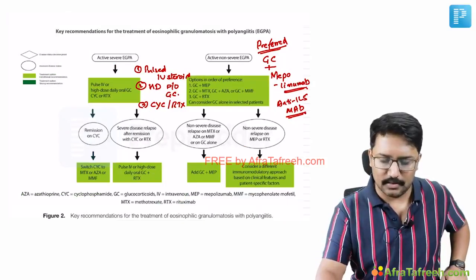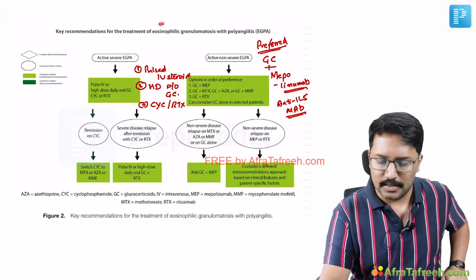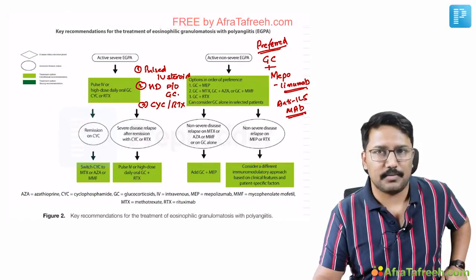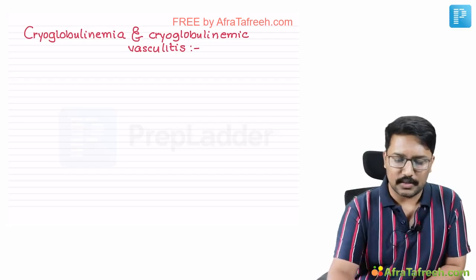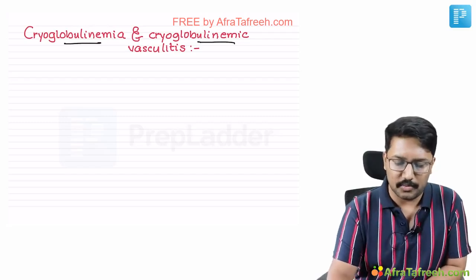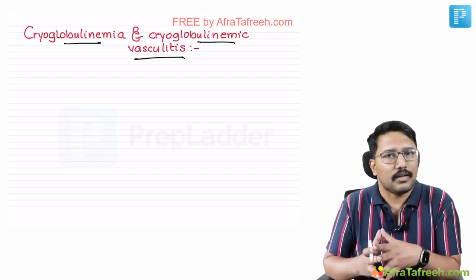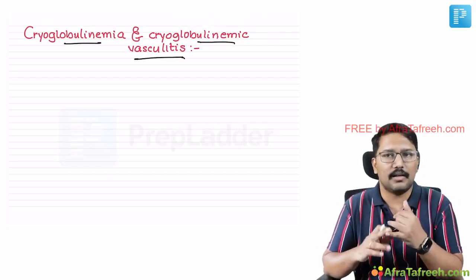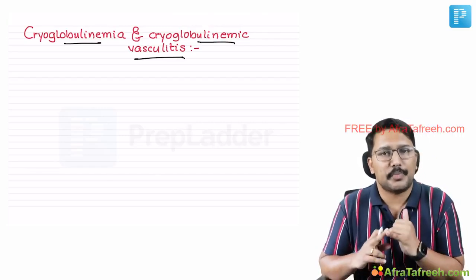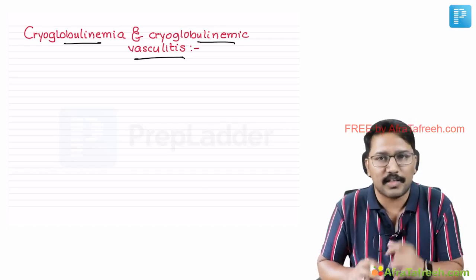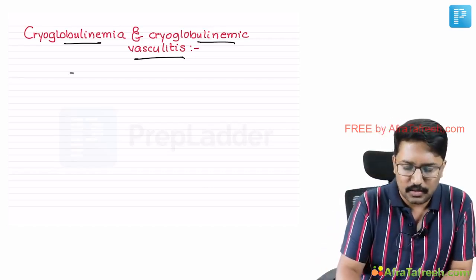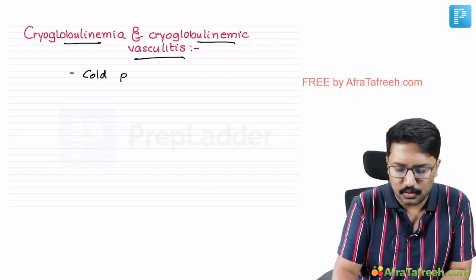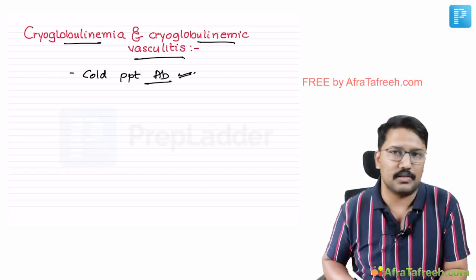Okay, so that completes our discussion on management of EGPA. Now coming to the last topic for the day, that is cryoglobulinemia and cryoglobulinemic vasculitis. What are cryoglobulins? Cryoglobulins are immunoglobulins which precipitate in the plasma on exposure to cold, right? So these are cold precipitated antibodies. That is what we call cryoglobulins, right?